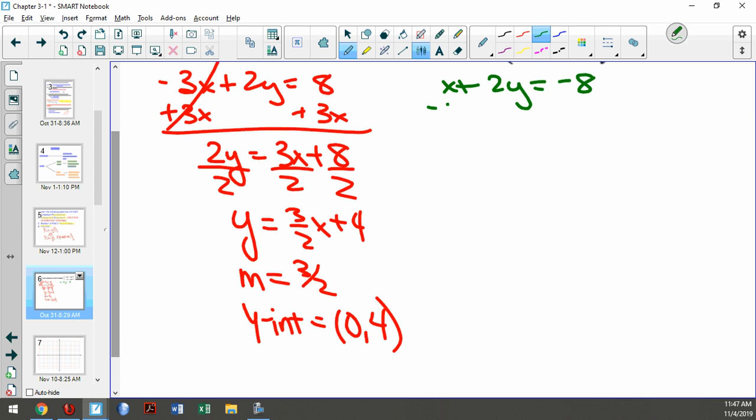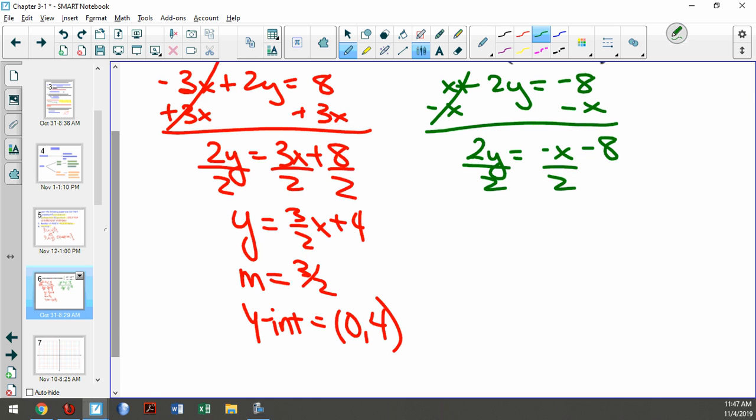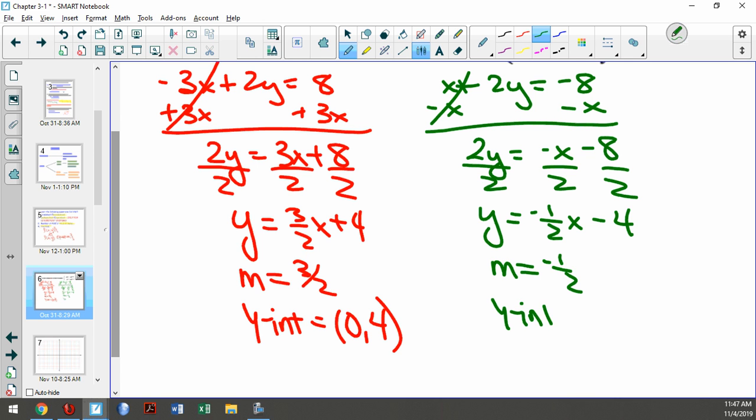Subtract x from both sides. 2y is equal to negative x minus 8. Divide each and every term by 2, and y is equal to negative 1/2 x minus 4. What do I want out of here? What is my slope? Negative 1/2. What is my y-intercept? 0, negative 4.